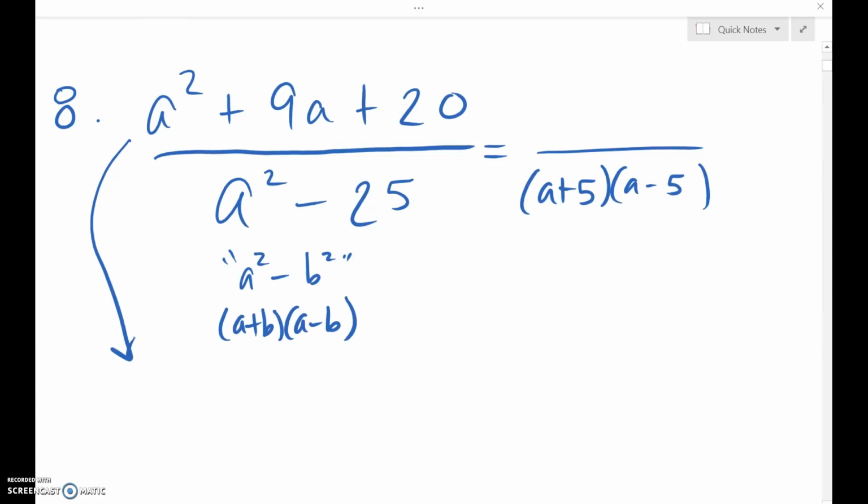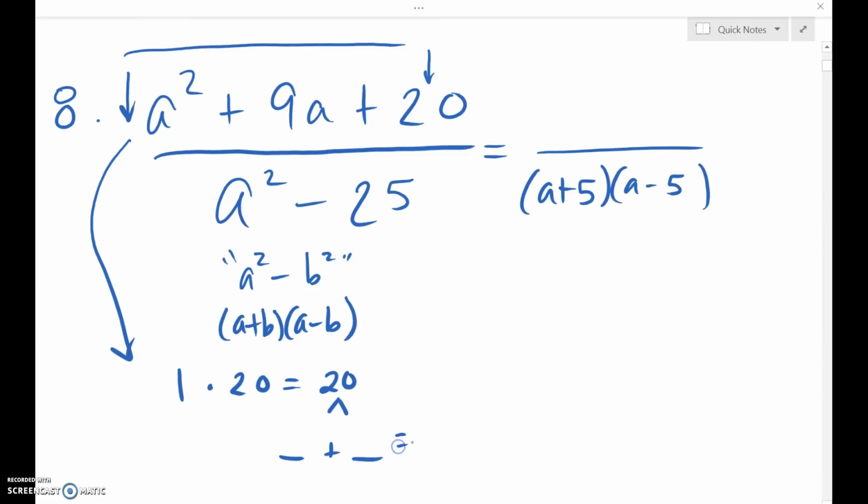can be factored. So we start by multiplying the a value, which is here, and the b value, which is here. We multiply those guys together. So the a value 1, the b value of 20, 1 times 20 is 20. So now I'm looking for the factors of 20 that add up to this middle term 9.